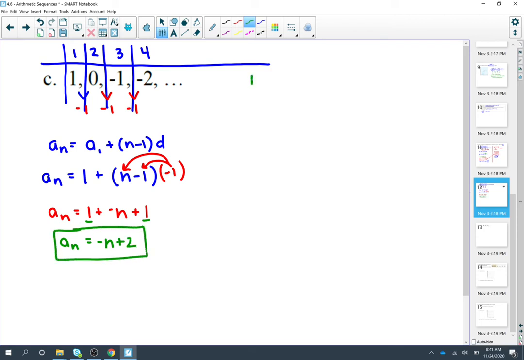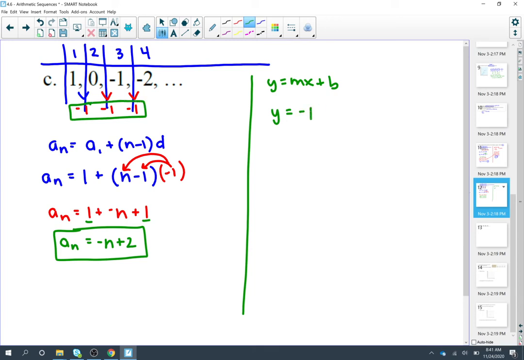Now, if we do that the other way, we're dealing with y equals mx plus b. So y equals, our slope is negative 1. So negative 1x plus b, well, that's your y-intercept. So we have to extend our table to find the y-intercept. So if we're getting smaller this way, we're going to get bigger this way. So 2 plus 2. So really you're looking at y equals negative x plus 2.